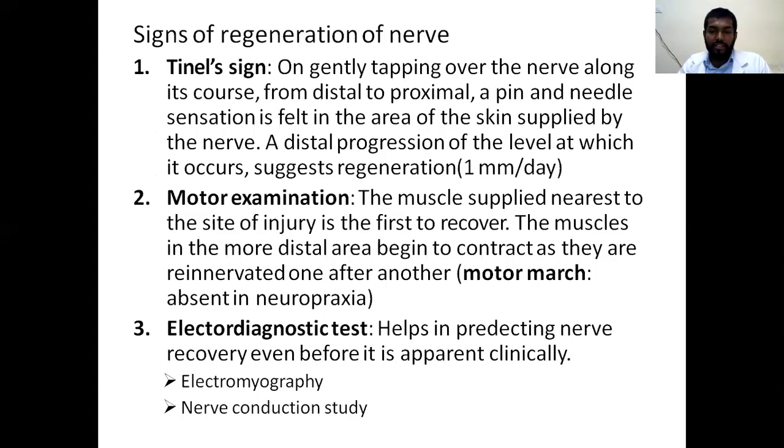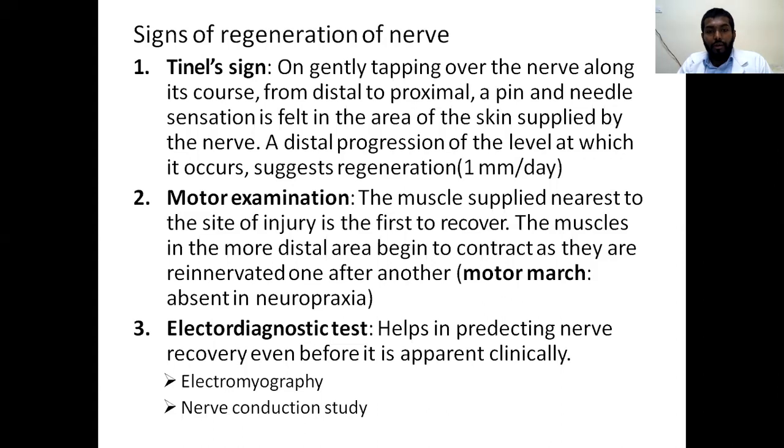A distal progression of the level at which it occurs suggests regeneration. It is usually at the rate of 1 mm per day. Now you can do the motor examination. The muscles supplied nearest to the site of injury develop first because the nerve grows over it. The muscles in the distal area begin to contract because they are re-innervated one after another.